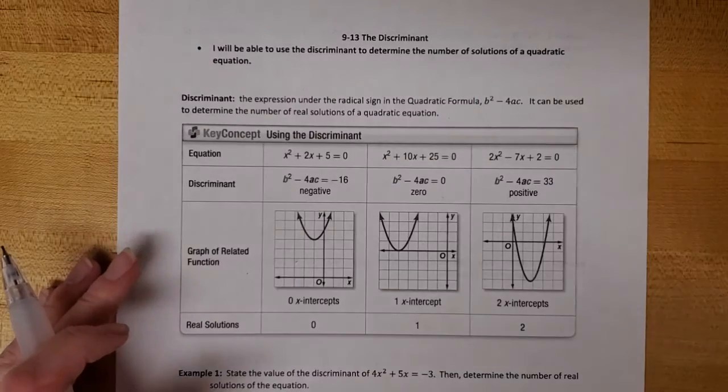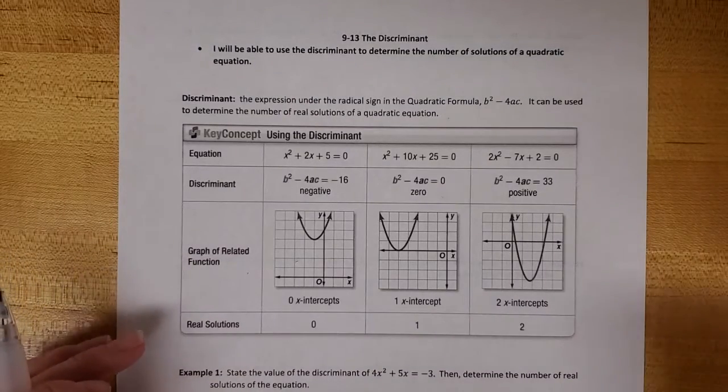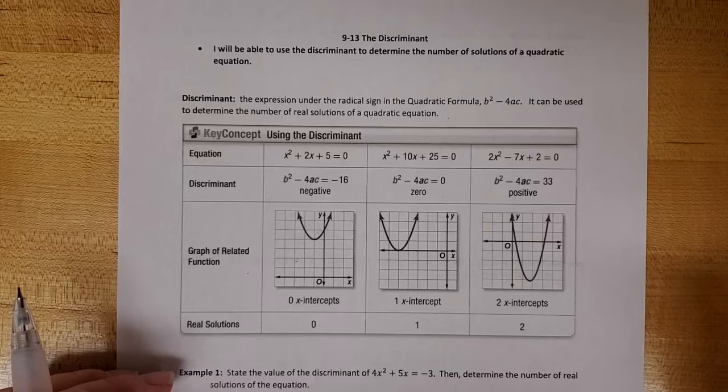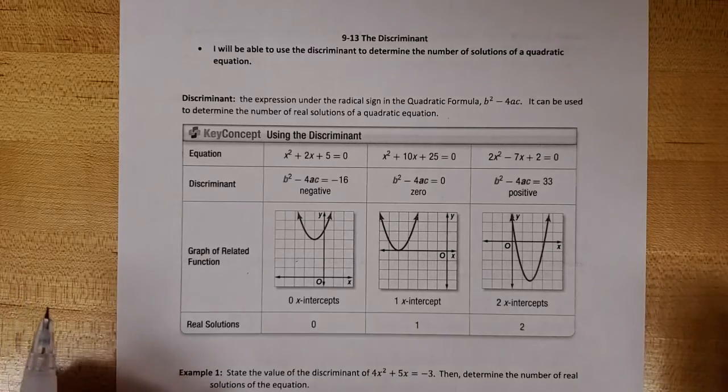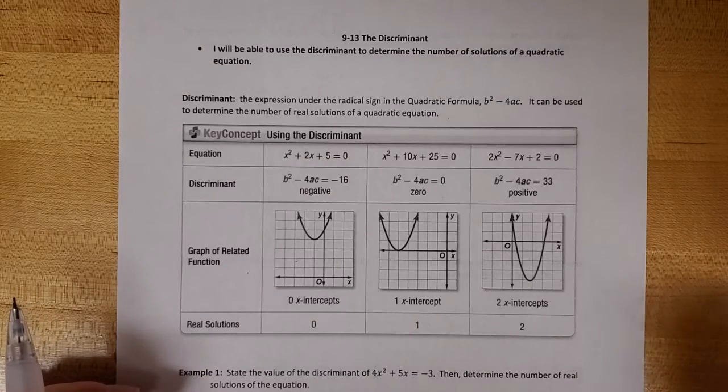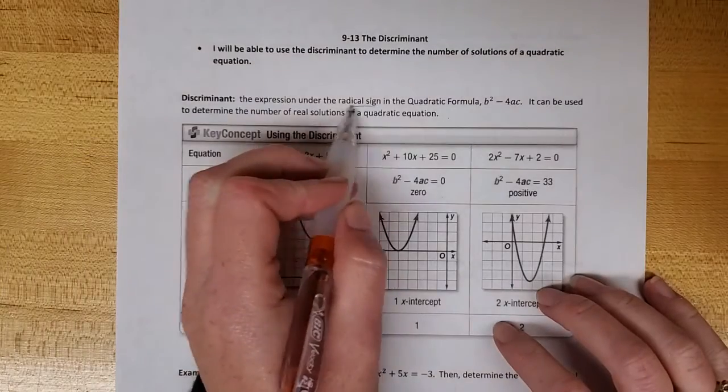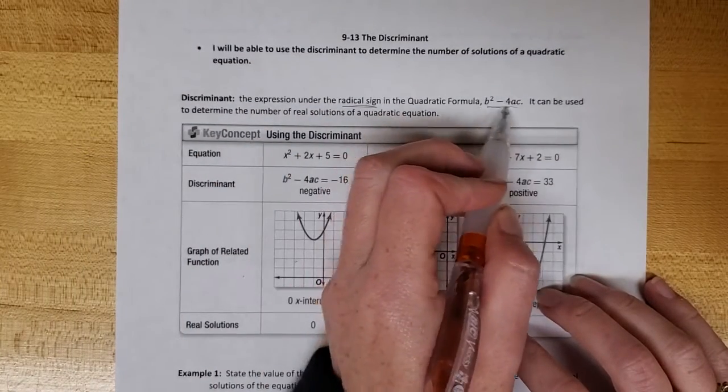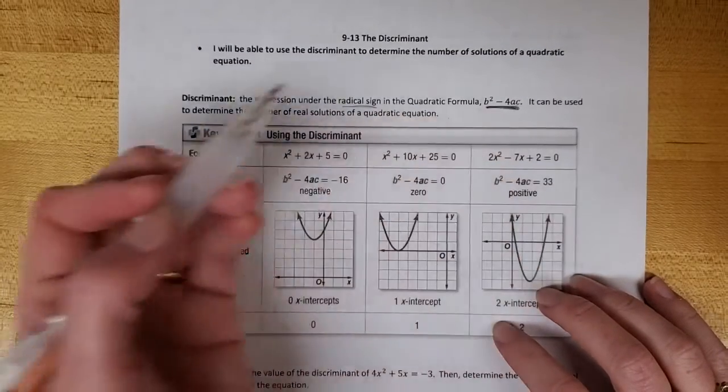Okay, today's lesson 913 is the discriminant. I will be able to use the discriminant to determine the number of solutions of a quadratic equation. So the discriminant is the expression under the radical sign in the quadratic formula. So the only part we're doing in the quadratic formula is the part under the radical.